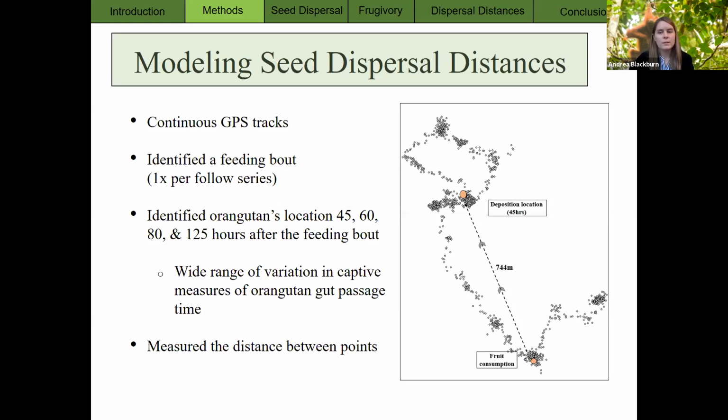Next, we measured the direct distance between the feeding bout and the orangutan's location after the durations of gut passage. Our figure provides an example of an orangutan movement track, in which each dot represents the orangutan's location every 2 minutes. And so in this example, the distance the seed would have traveled after 45 hours is 744 meters.